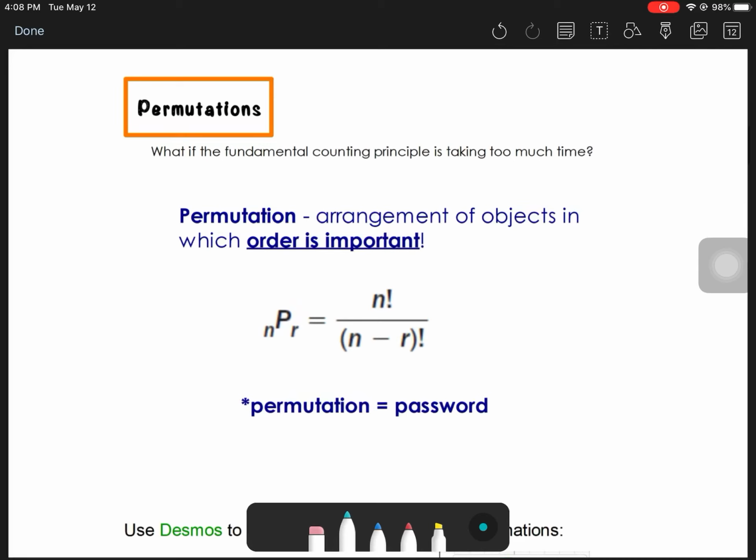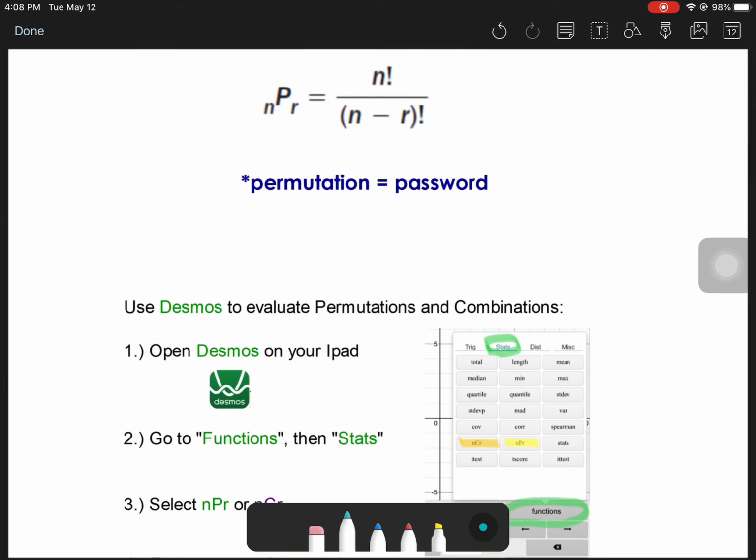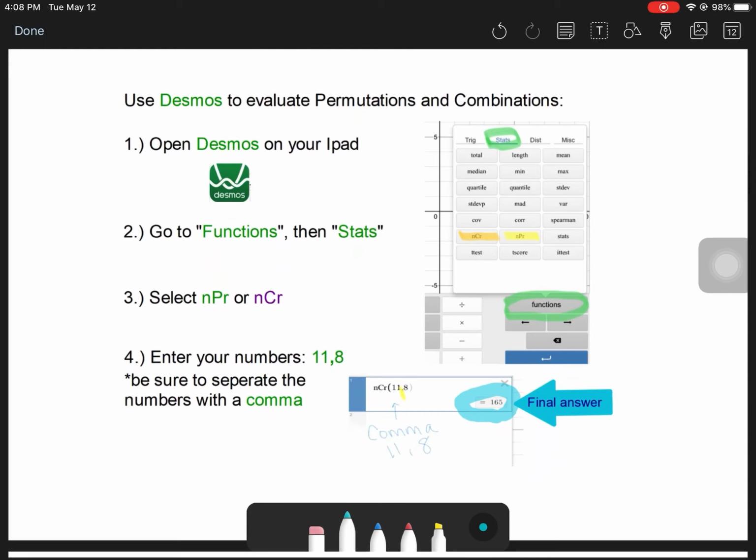So permutations, order matters. Here is how we are going to use Desmos. You will open Desmos on your iPad. You will go to functions. Then on the functions, you're going to go to statistics, and then you'll either be able to select nPr or nCr. P stands for permutations and C stands for combinations. When you put in the two numbers that we're going to use, you have to separate them with a comma, and then your answer will come up.